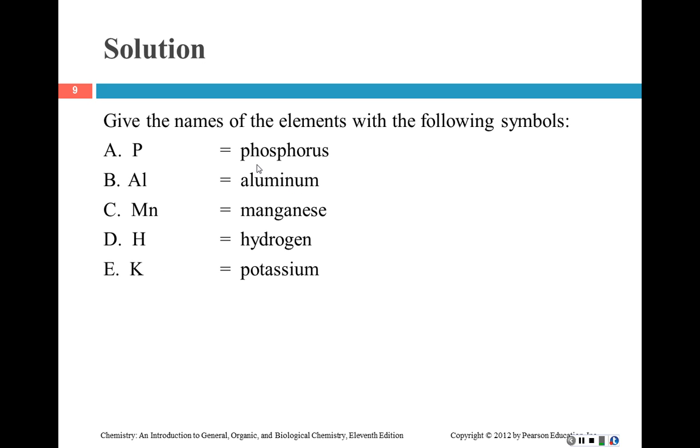P is for phosphorus. Al is aluminum. Mn is manganese. Remember, Mg was magnesium, so Mn is manganese. H is hydrogen, and K, another odd one, is potassium.